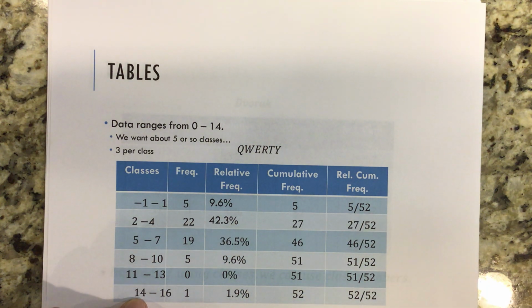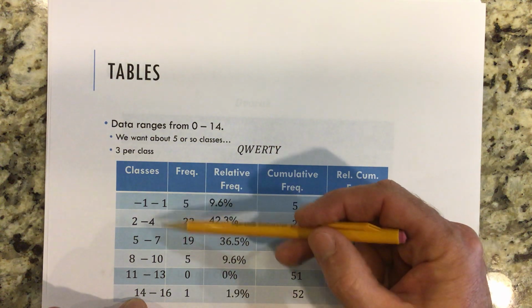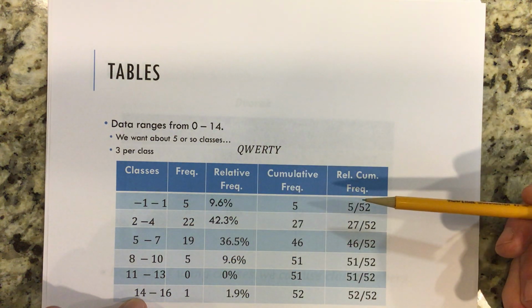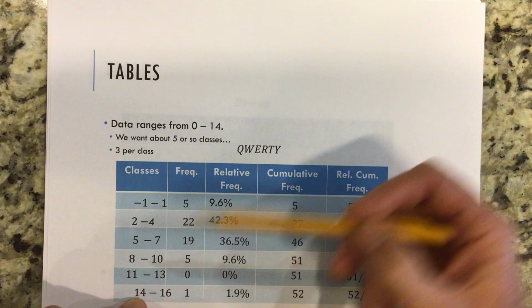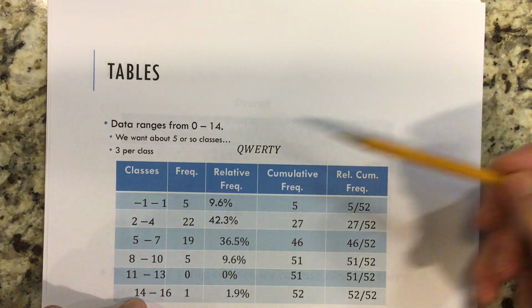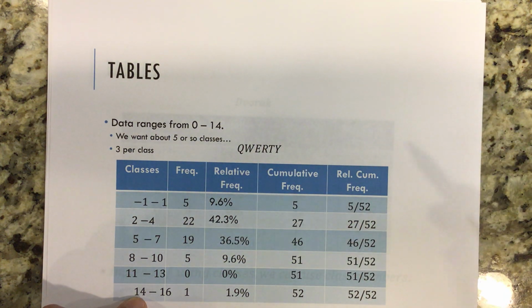And so there's all my data. So I've created 6 classes, and each class has the same width. So this is an appropriate table to organize that data set with.